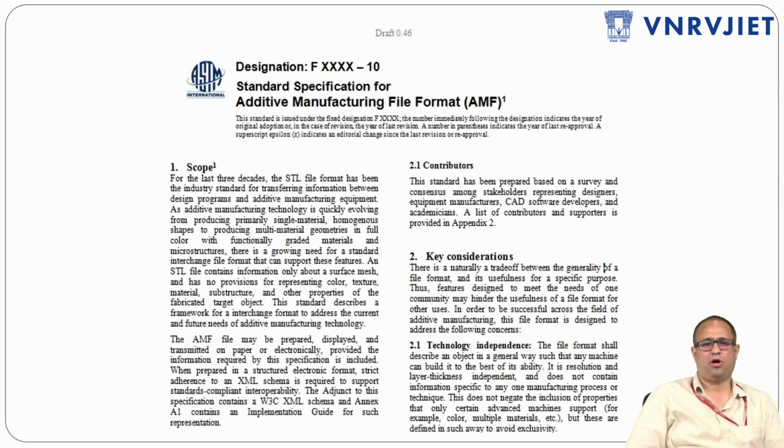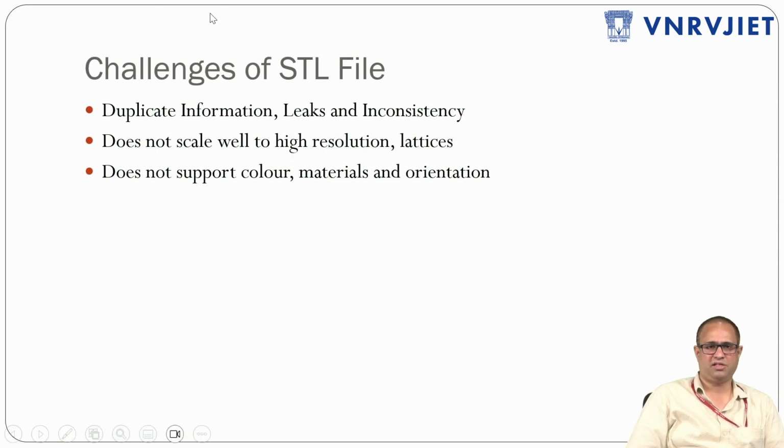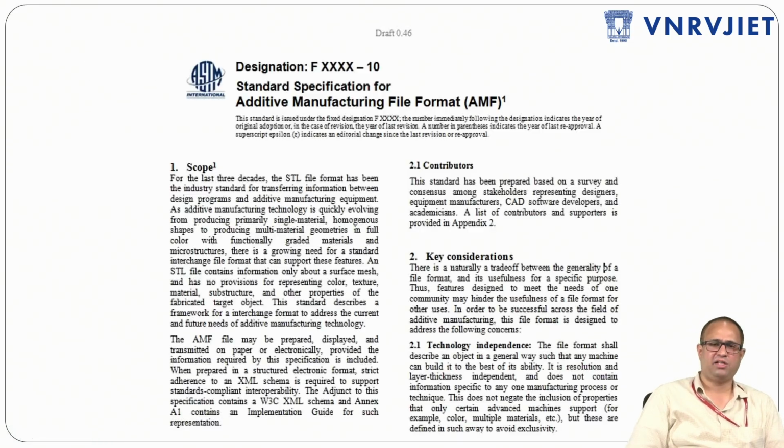Now, all these issues that I have listed here, meaning the duplicate information and scaling issues, and if you want to add metal properties and orientation, these problems can be solved in only one file, which is called the AMF file. That is the additive manufacturing file. Still, some research is going on for implementing this AMF file. All these issues can be solved in the additive manufacturing file. In the coming days, our STL file is going to be replaced by the AMF file.